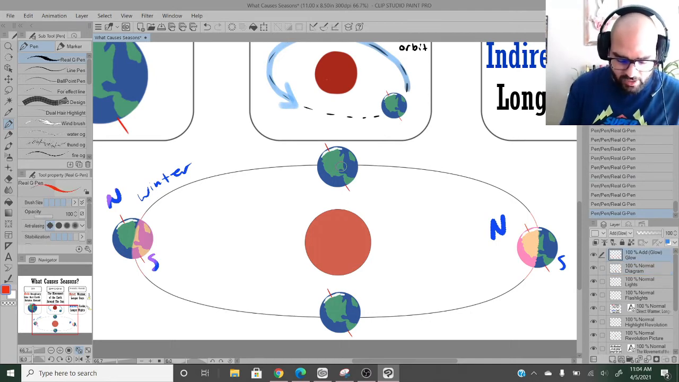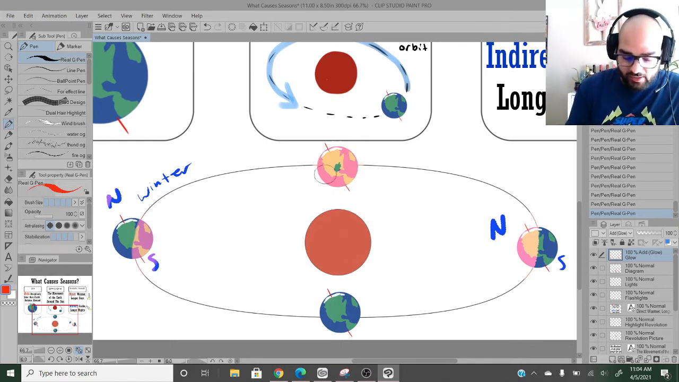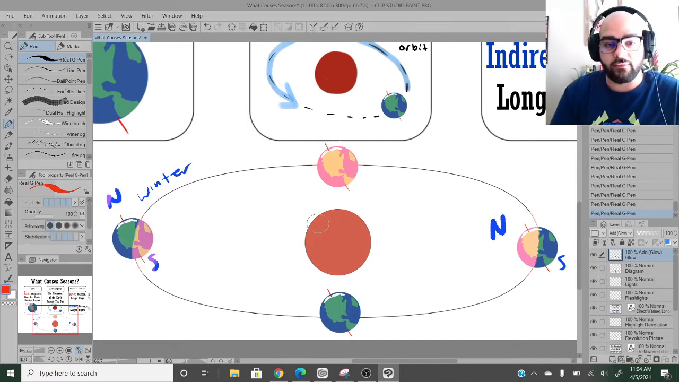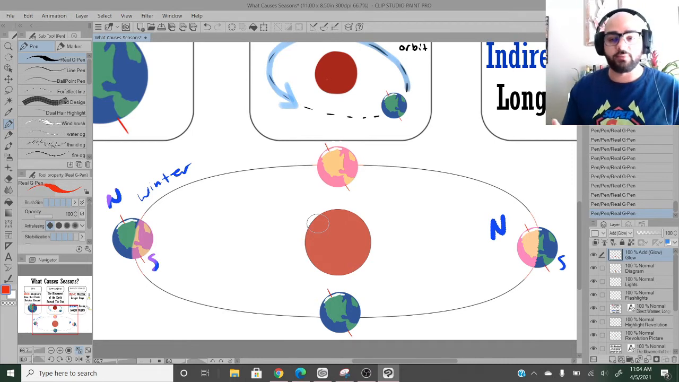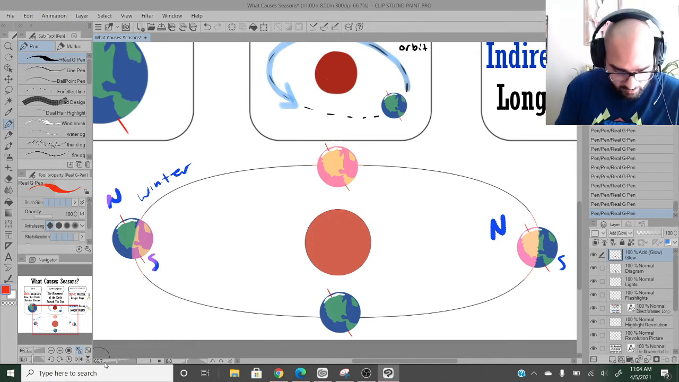And then over here, you'll notice that we have autumn or fall and we have spring. This is when both hemispheres receive equal amounts of sunlight, which for us means we're going to have equal amounts of day and night, and moderate temperatures. They're not going to be too hot or too cold.